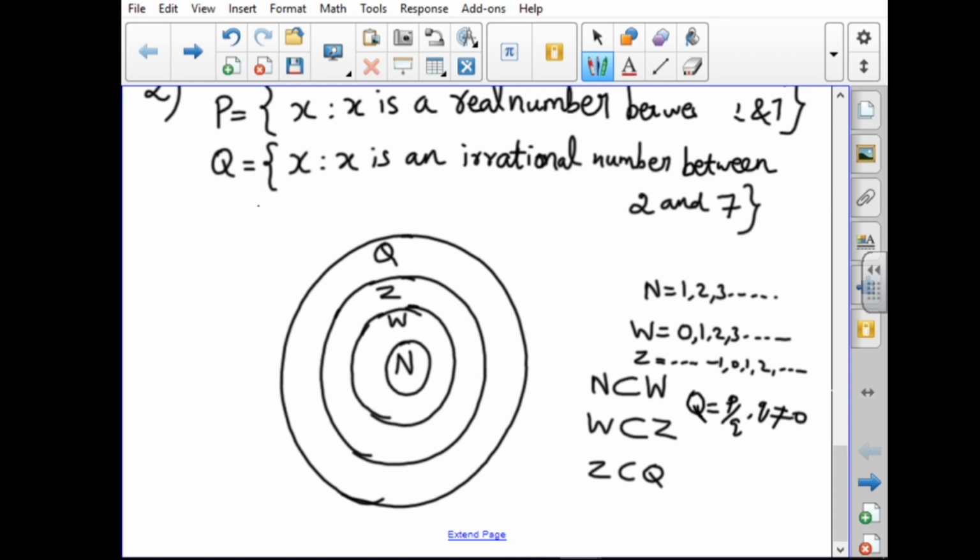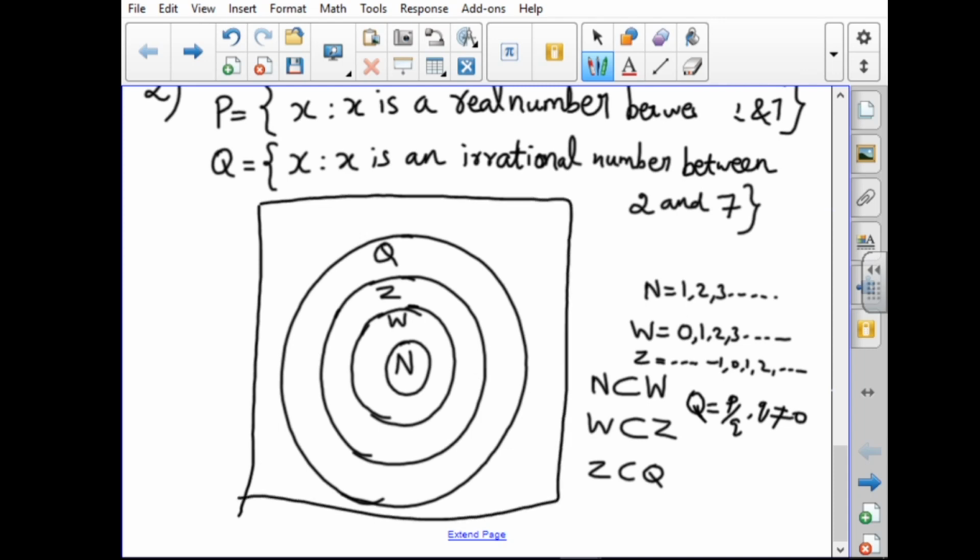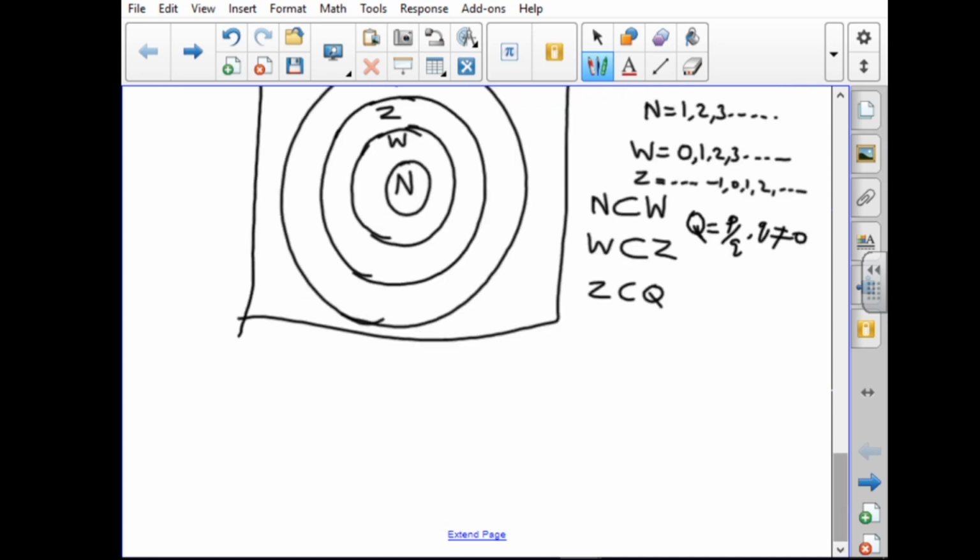Then next one, this is Q dash. Except Q, it is called Q dash. That is called irrational numbers. Q dash is the set of irrational numbers. This is R. That is the real number. So real number is equal to Q union Q dash. That is, the union of rational and irrational numbers is called a real number.